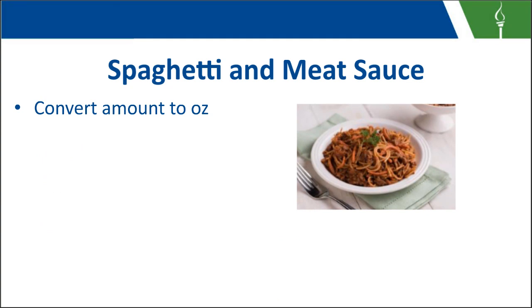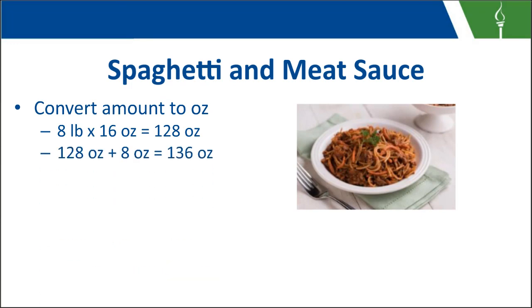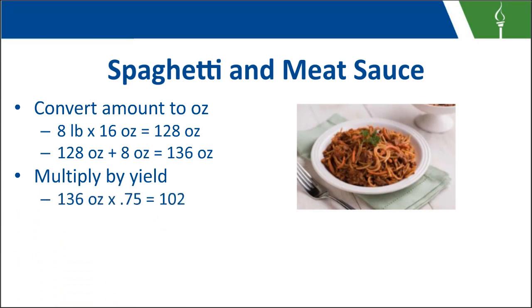So going through the same steps that we did in the previous example, we're going to start by converting our amount to ounces. So taking the pounds and multiplying by 16 ounces, since there are 16 ounces in 1 pound. So 8 pounds times 16 ounces is going to give us 128 ounces. Adding in the extra 8 ounces that the recipe calls for, we have a total of 136 ounces of ground beef in our recipe. Multiplying that amount by our yield, which was 0.75, so 136 times 0.75, we have 102 ounce equivalents of ground beef in our recipe.